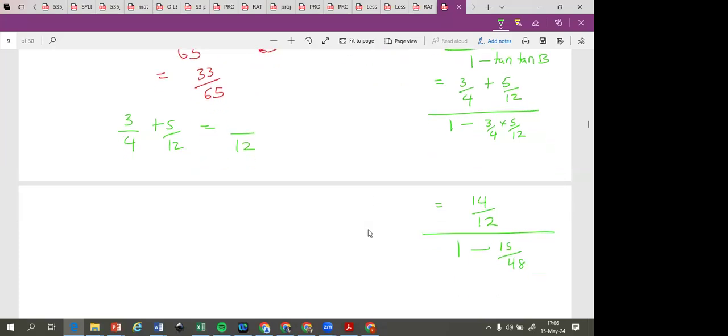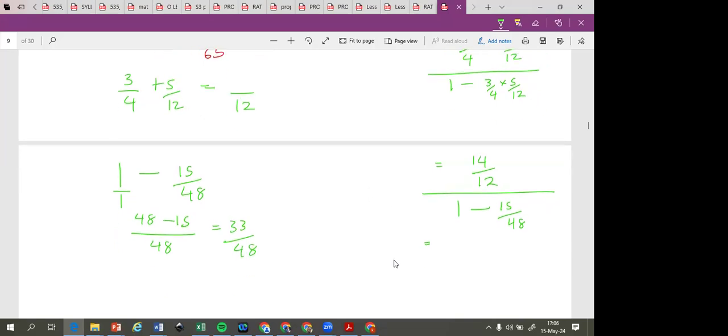Now, when you reach here, I'm going to first deal with the new denominator. I have 1 minus 15 out of 48. So members, what is 1 minus 15 out of 48? You know that this is going to be 48 minus 15 out of 48, because the LCM is 48. So 48 minus 15 is going to yield 33 out of 48.